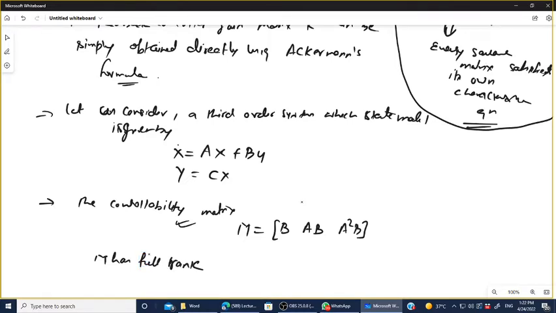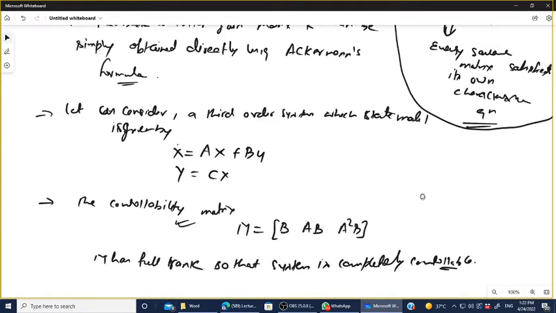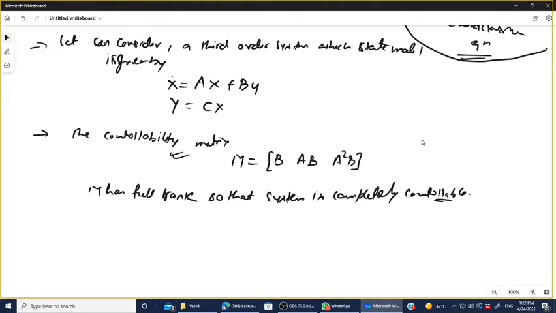Okay, it should be full rank, so that the system is completely controllable. First, we have to ensure the controllability part, then only you can proceed. If the system is not controllable, then you are not able to design the controller. You can say the Ackermann formula, or any controller design, you can't do. You can't design, right?